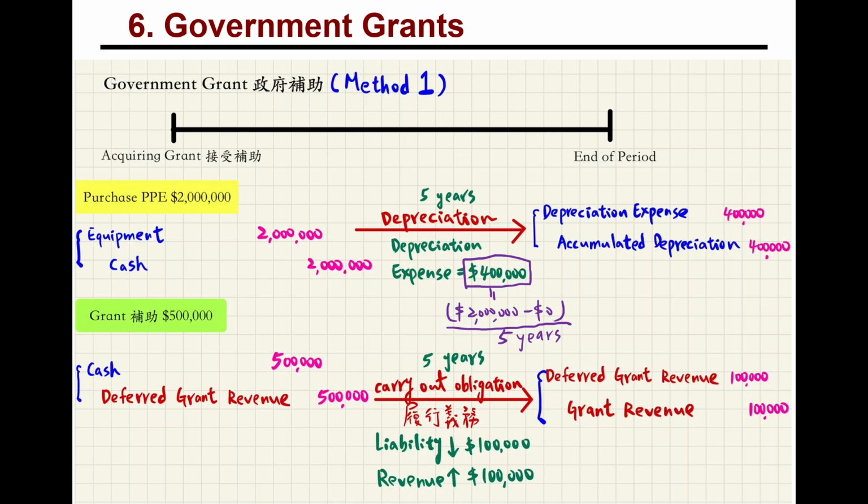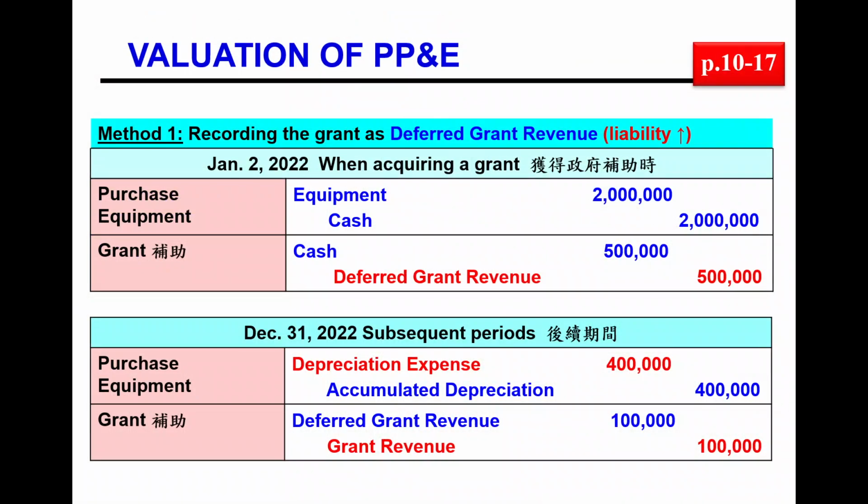Okay, how much? $100,000. Why? Because we match our expenses, matching principle, 配合原则. So we use the same method, straight line method. Okay, any questions? So that's right. Equipment, cash, that's when you buy the equipment. We got a government grant from your government. Following periods, did you find out your grant revenue could compensate your expense?